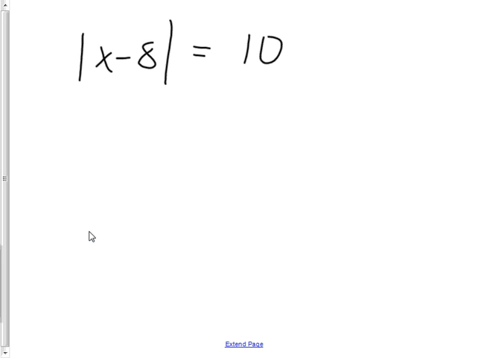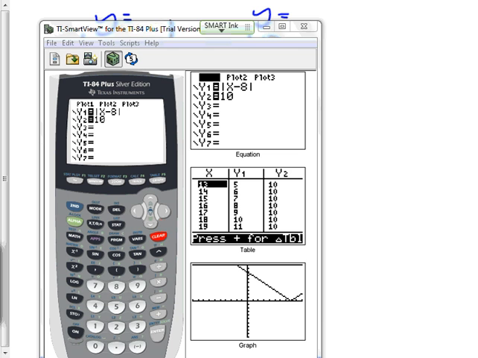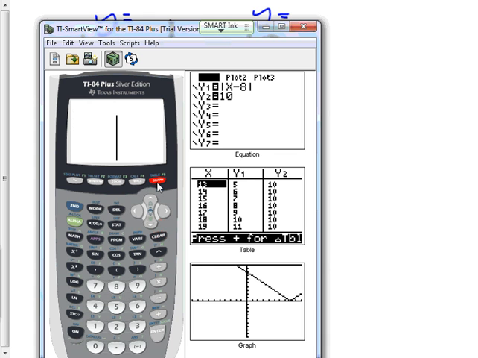Okay, so to start with, on this one, graph the left side, graph the right side, see where they cross. I want to pause for a second while you do that. All right, so I've got it in my calculator. I hit graph. I graph the one side, graph the other side, see where they cross.